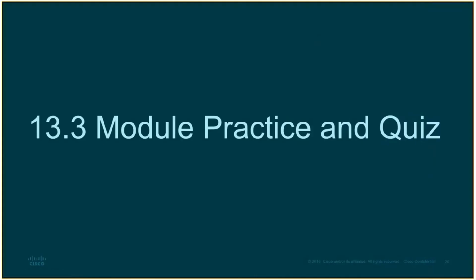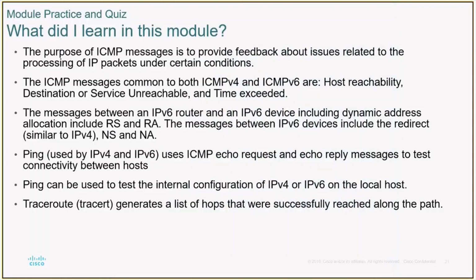Anyway, that's the end of the chapter, just a bit of a summary. The purpose of ICMP messages is to provide feedback about issues related to processing of IP packets under certain conditions. ICMP messages common to both version 4 and version 6 are host reachability, destination and service unreachable, and time exceeded. The messages between an IPv6 router and IPv6 device include dynamic host allocation, address allocation, router solicitation and router advertisements. The messages between IPv6 devices include a redirect, as well as neighbor solicitation and neighbor advertisements.